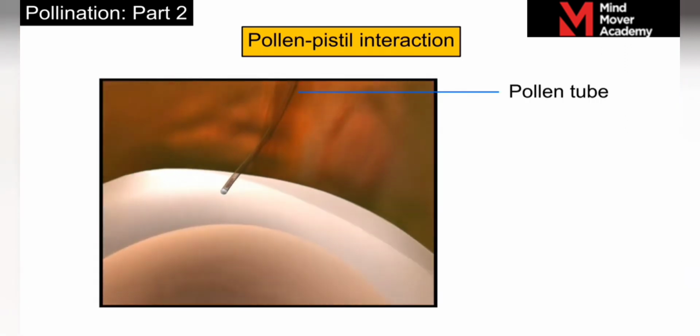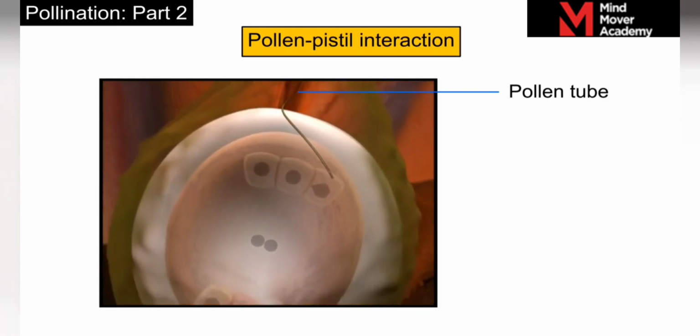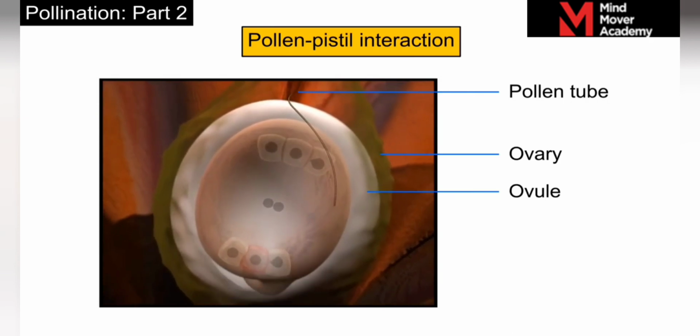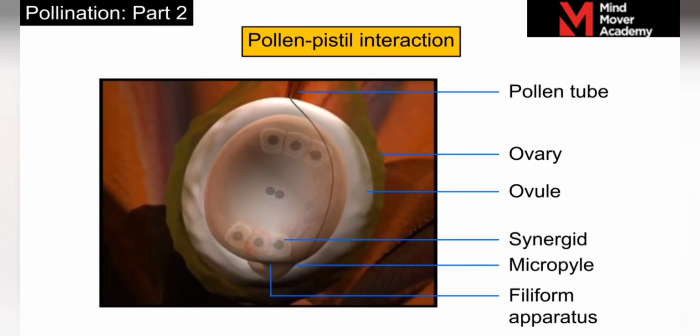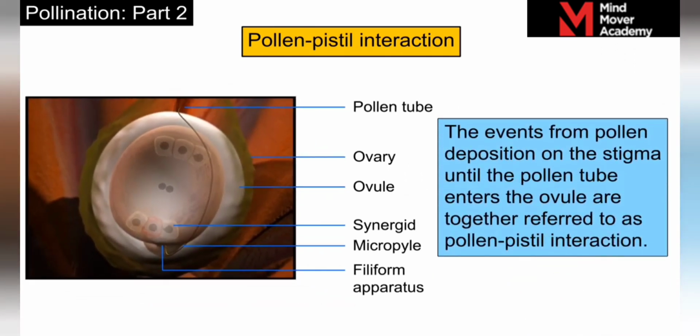The pollen tube, after reaching the ovary, enters the ovule through the micropyle and then enters one of the synergids through the filiform apparatus. So students, all these events from pollen deposition on the stigma until the pollen tube enters the ovule are together referred to as Pollen-Pistil Interaction.